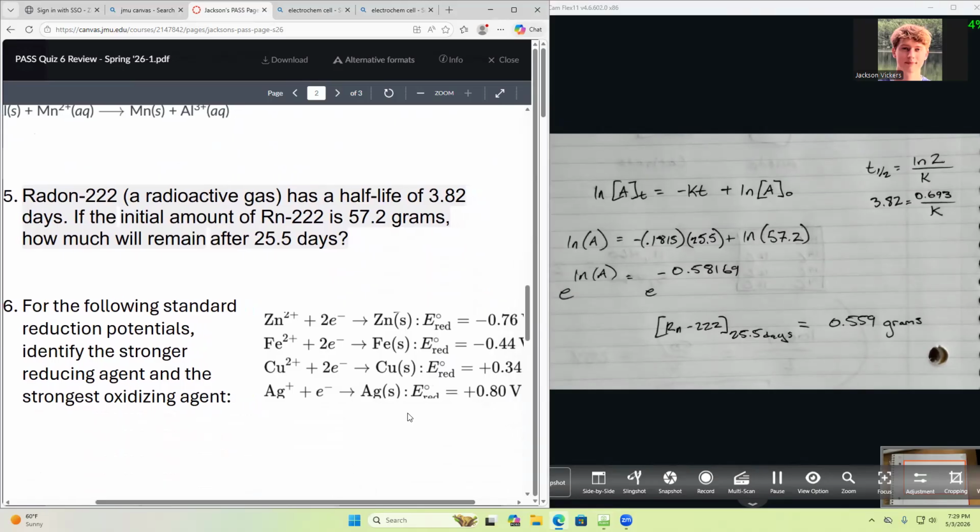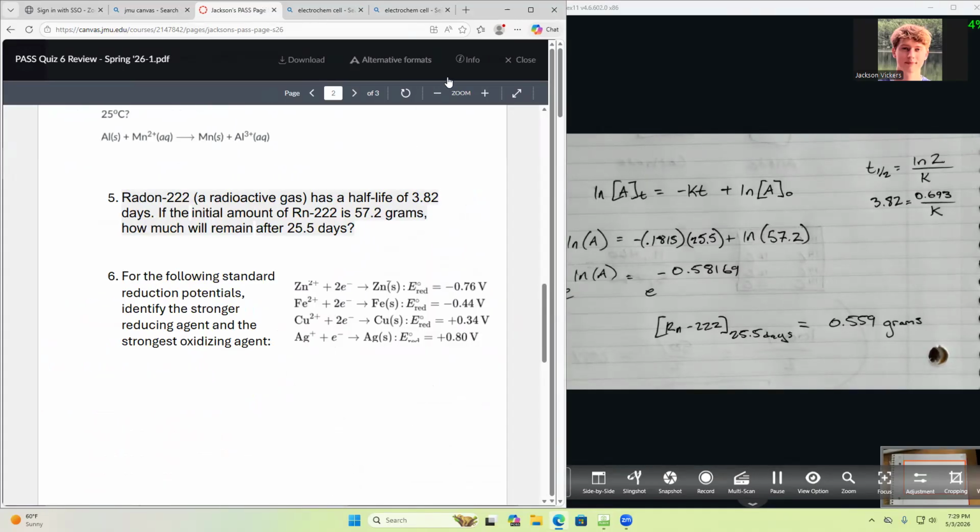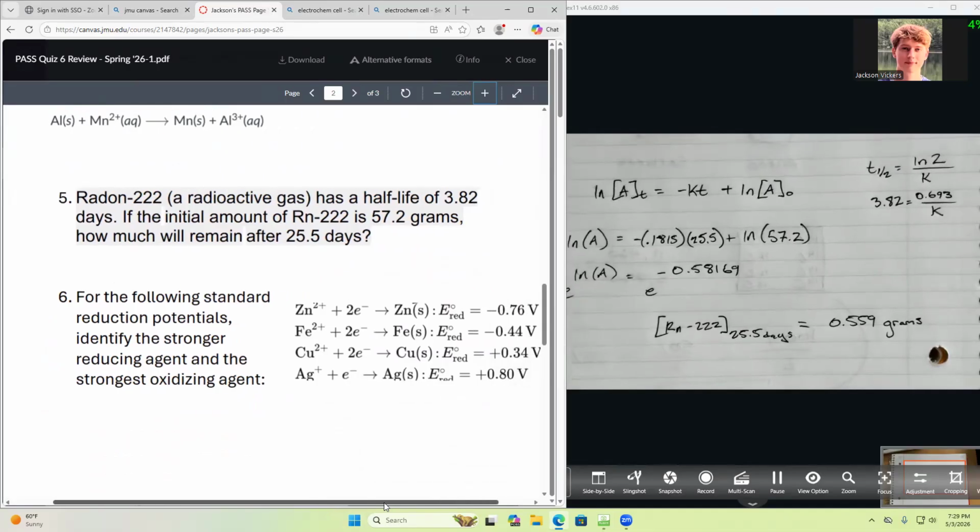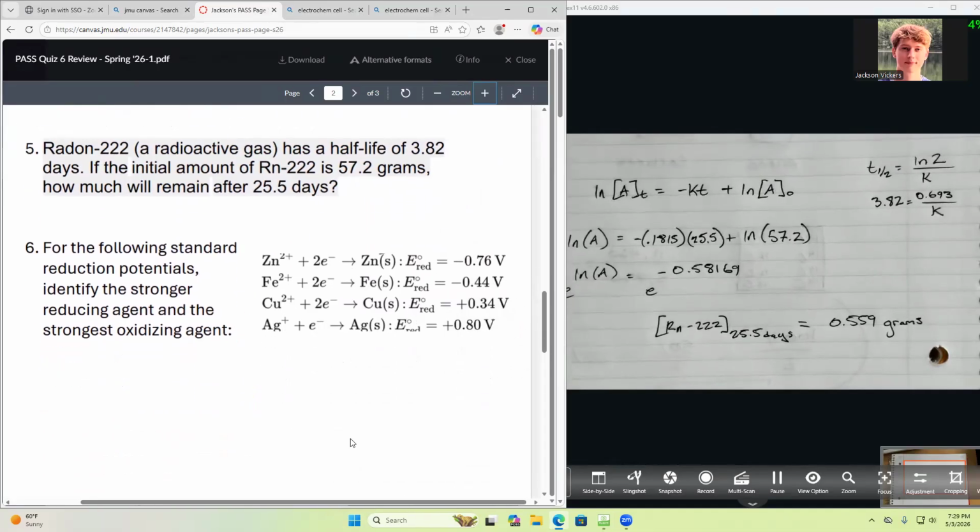This next one I think is a pretty good one. So I have a list of standard reduction potentials. So you might be given something like this tomorrow and you have to know what is going to be the strongest reducing agent or strongest oxidizing agent, that sort of thing. So as a quick review, remember that if something's reduced, is it the oxidizing agent or reducing agent? Yeah, the thing that's reduced is the oxidizing agent, and the thing that's oxidized is the reducing agent.